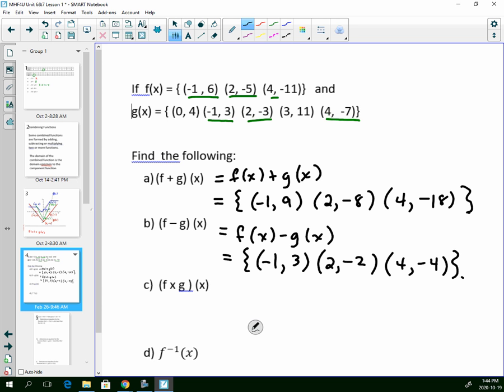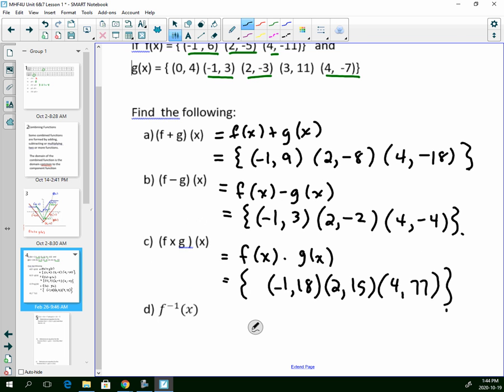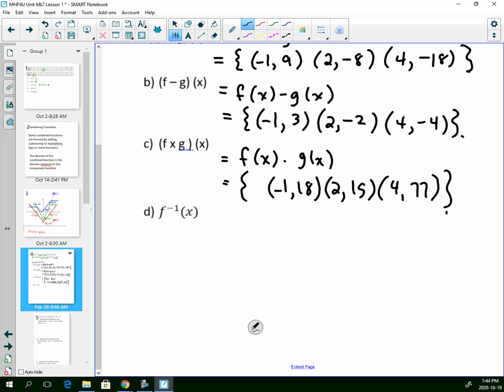Okay? I can also multiply the functions together. So I can do f of x times g of x. We could use the same points. When x is negative 1, I'm going to multiply the two y values together. And at 2, I get 15, and at 4, I get 77. So with ordered pairs, it's pretty easy to look for the same x value and then perform the operation on the y value.